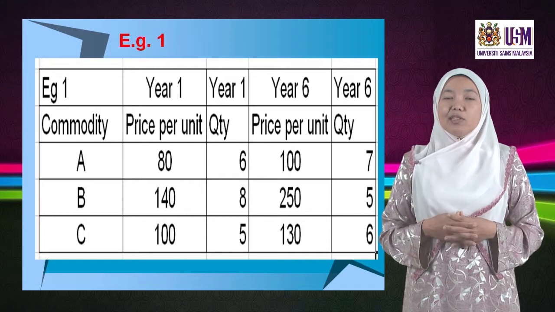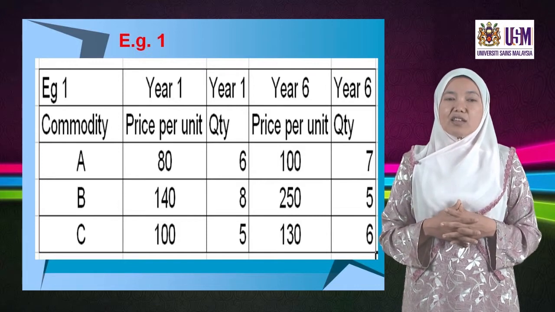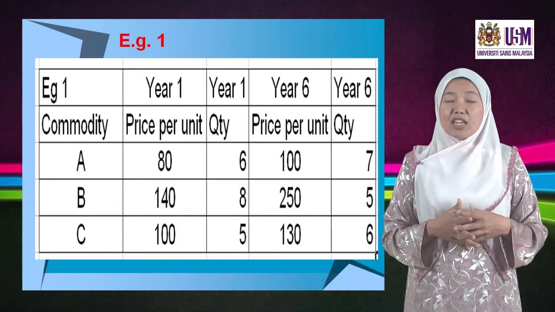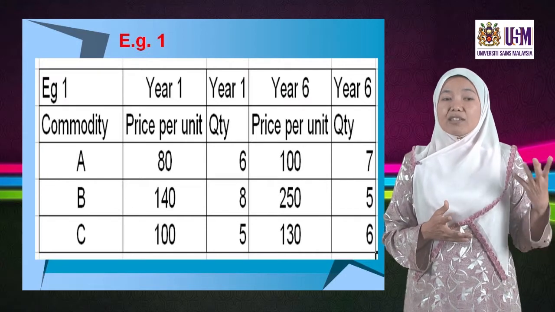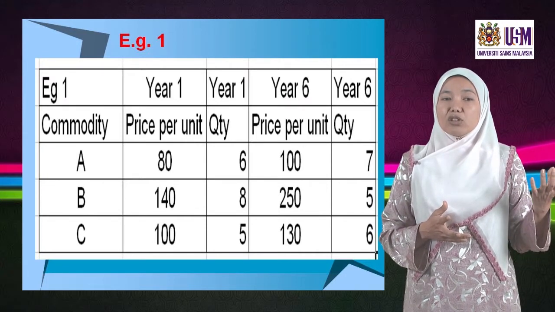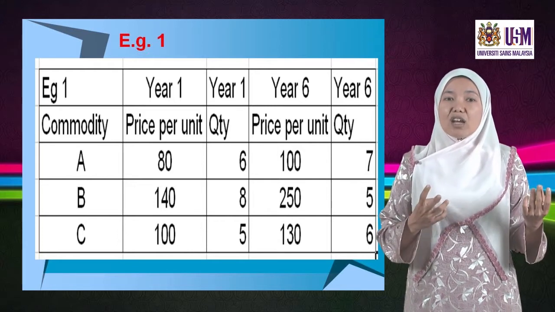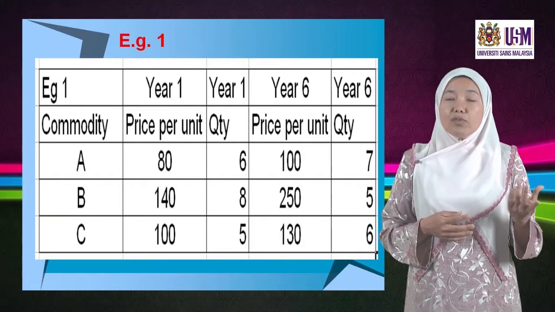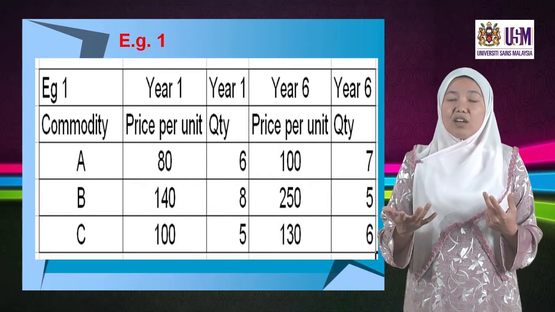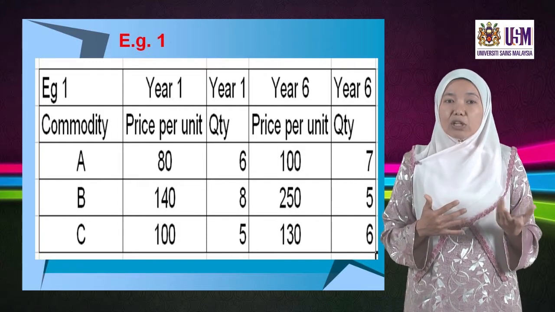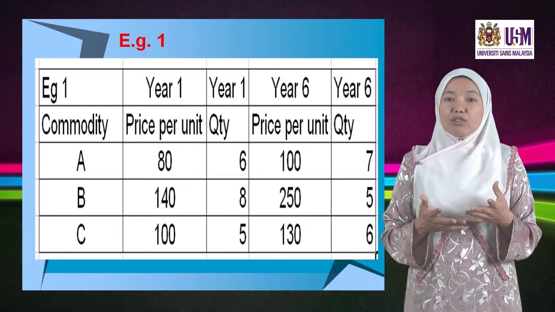Let's look at one example of calculating the Laspeyres price index as well as the Paasche price index. On the left hand side of the screen, in the first column, we have a basket of goods. To make it simpler, our basket of goods consists of three different types of commodity: commodity A, commodity B, and commodity C. We have data for two different years, year one and year six. It's understood that year one is our base year. For each year, we have the price of the commodity as well as the quantity, for year one as well as for year six.